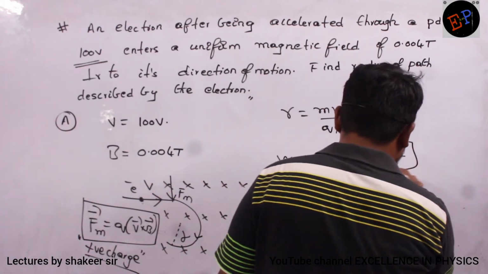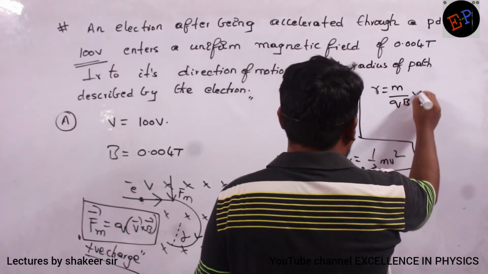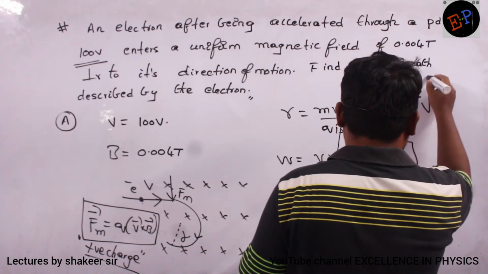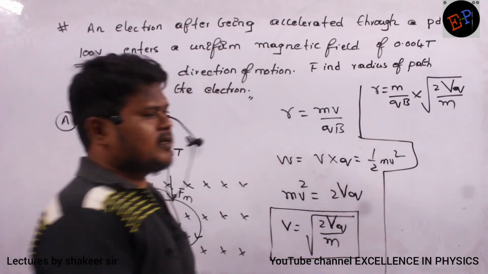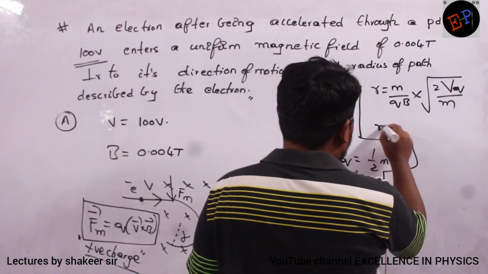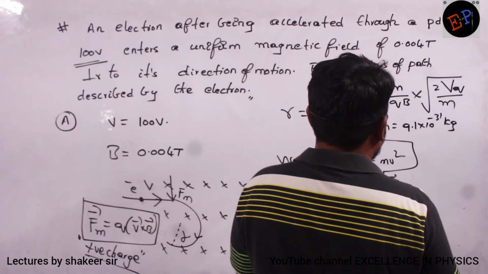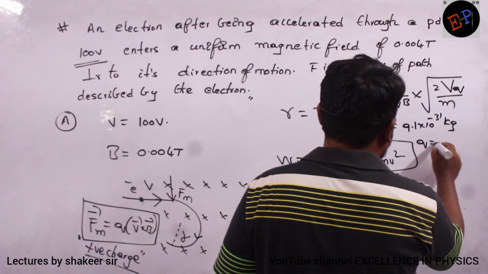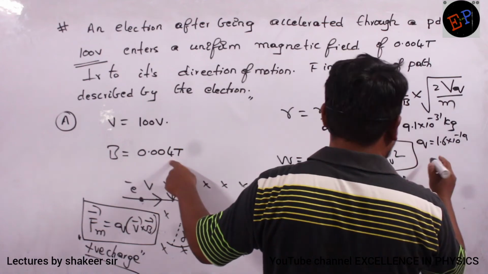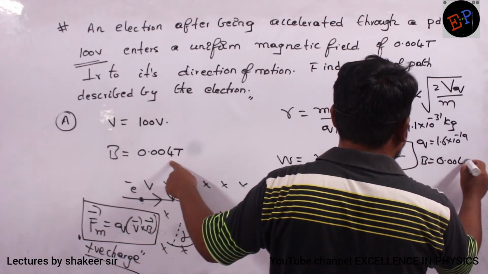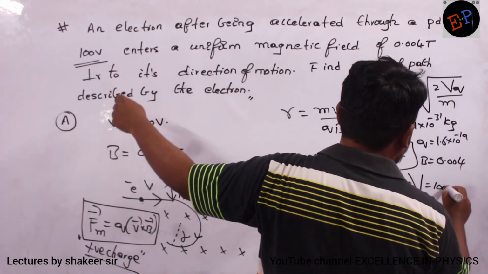So therefore radius of circular path traced is how much? m by qB multiplied by velocity. Velocity is square root of 2 capital VQ divided by m. That's it. All the values we know, no? What is the mass of electron? Mass of electron is 9.1 into 10 power minus 31 kg. Clear, no? And what is the charge of electron? Charge of electron is 1.6 into 10 power minus 19 coulombs. What is the strength of magnetic field? Strength of magnetic field is 0.04 Tesla. Okay? It is accelerated in how much potential difference? Potential difference is 100 volts.